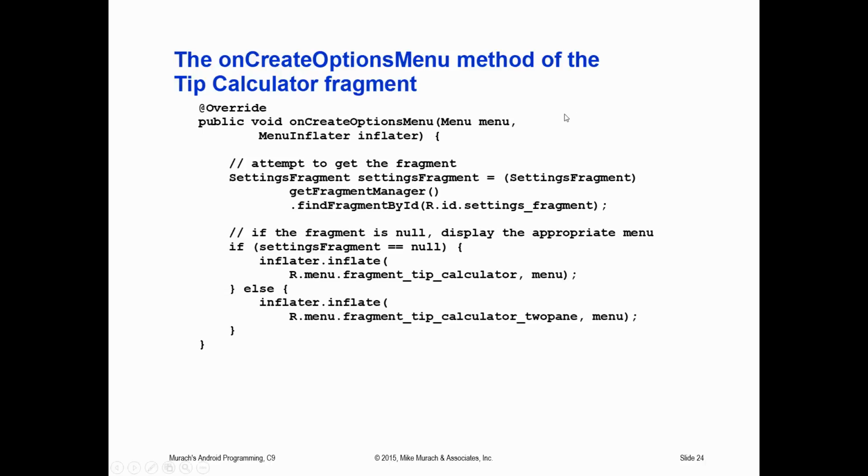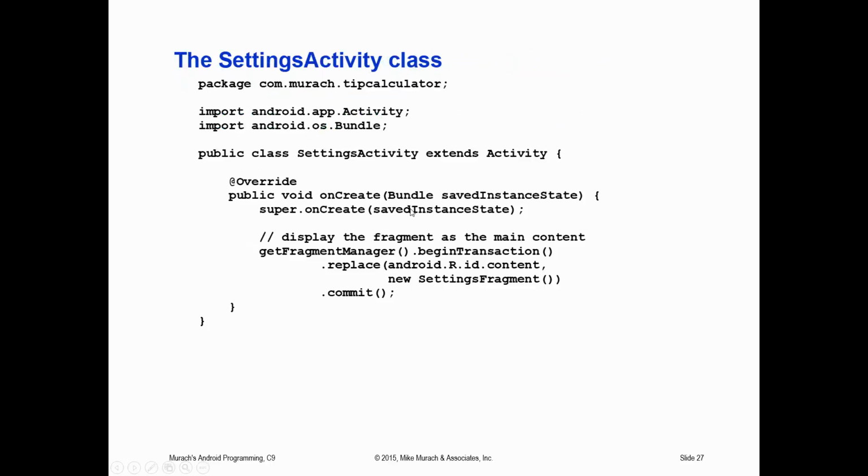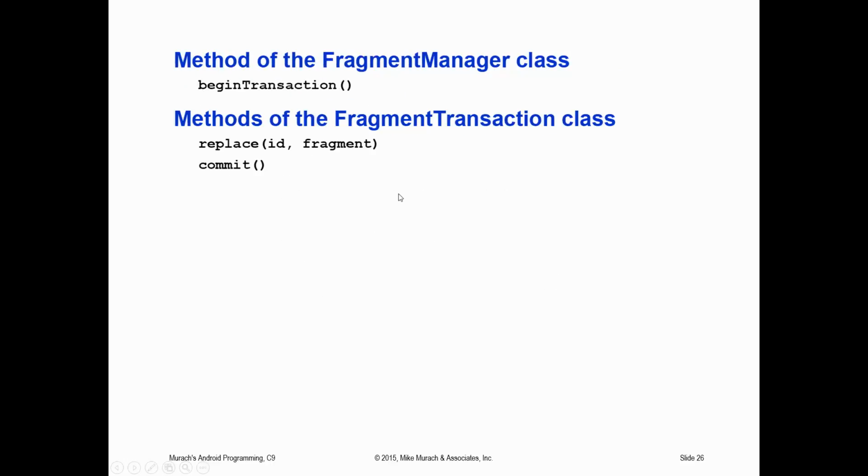All right? And that's what they're showing here. Finally, as far as replacing one fragment with another fragment, shown on pages 280 and 281, this example shows how to use Java code to replace the content of a container with a fragment. All right? You can notice here, and they talk about some of the methods.